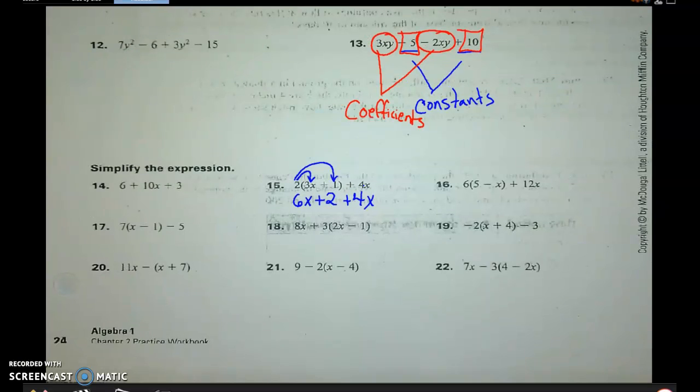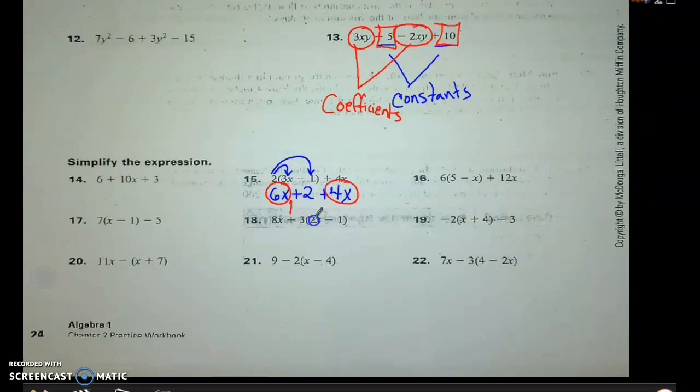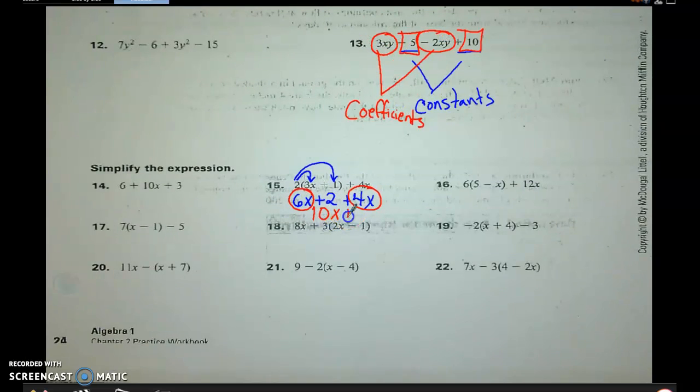Now I'm going to look for my like terms to see what I can combine. I have that 6x and that 4x. They combine to give me 10x plus 2, and that's my answer. Number 16, that's going to be one you're going to be doing, but you're going to have to distribute first and then combine like terms.